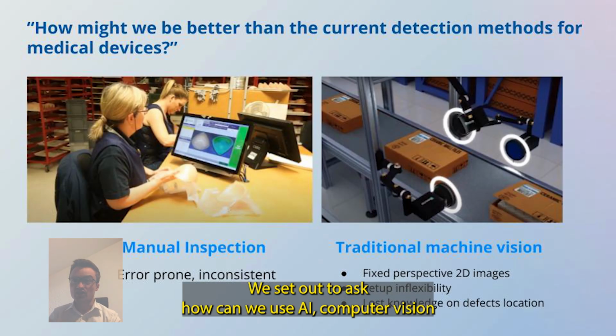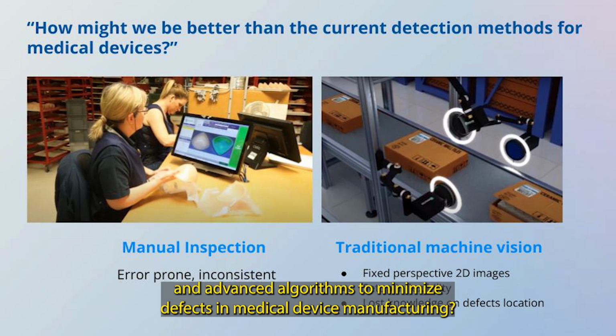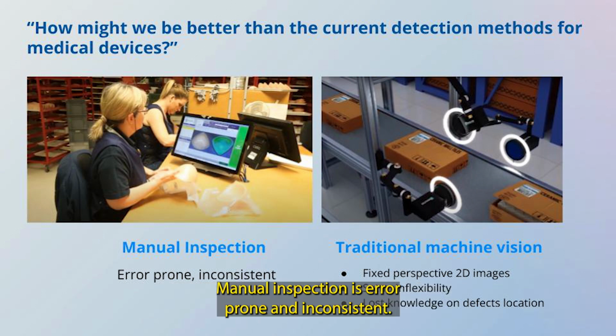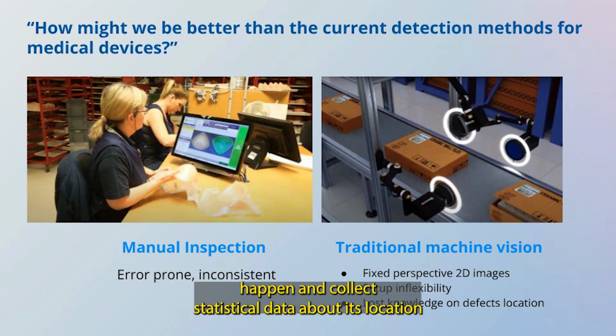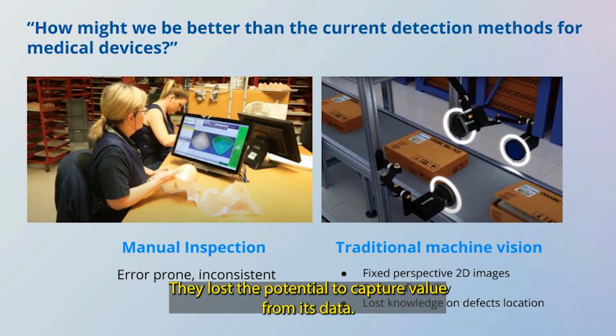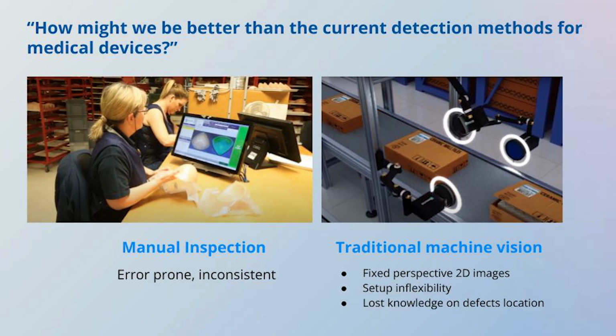We set out to ask, how can we use AI, computer vision, and advanced algorithms to minimize defects in medical device manufacturing? Manual inspection is error-prone and inconsistent. However, traditional machine vision systems work mainly with fixed perspective 2D images without being able to locate where defects happen and collect statistical data about this location. They lose the potential to capture value from their data.